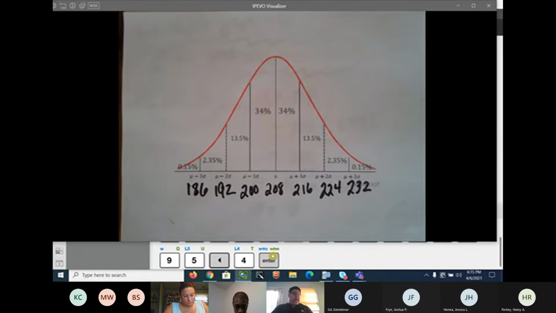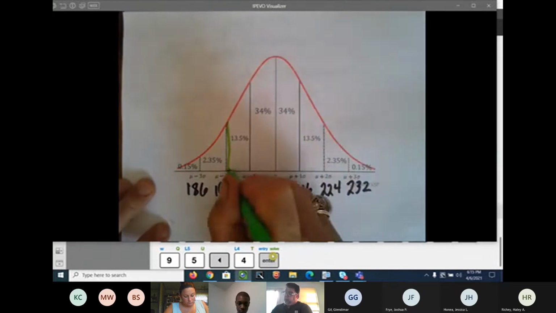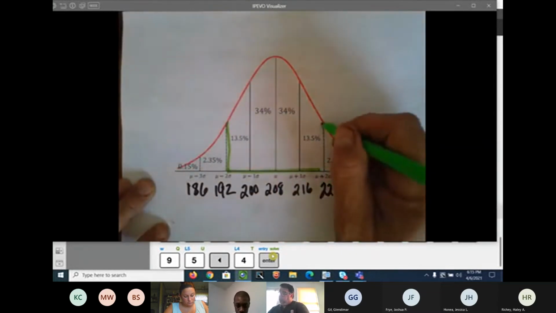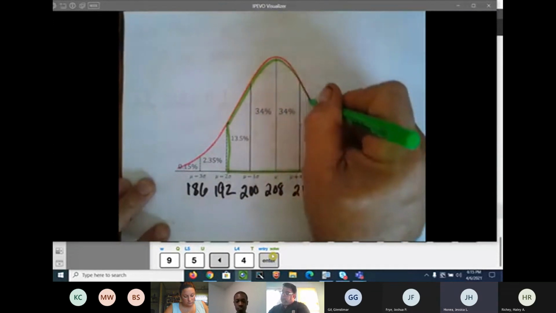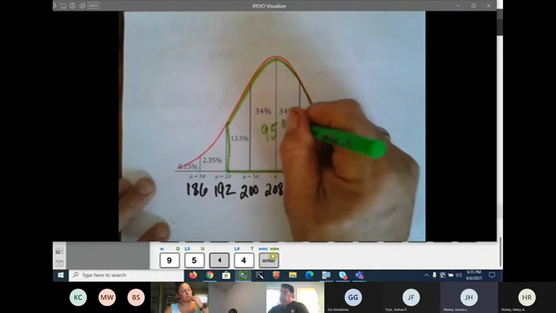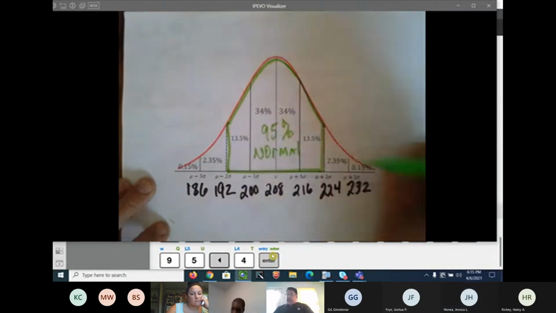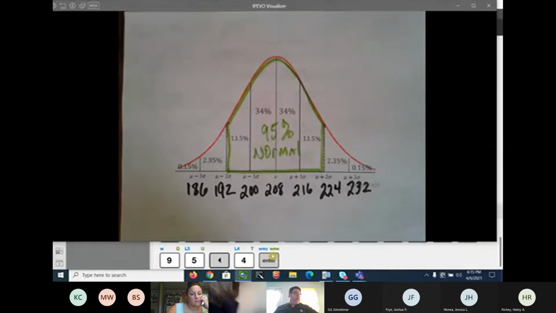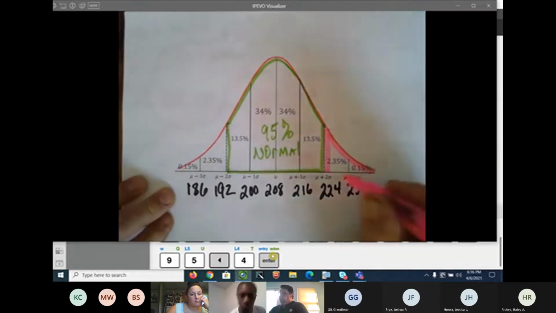And I take my handy dandy highlighter out, just like I did back in chapter 3. And what's in the green area? 95%. Which is what? Normal. And what's outside of normal? Unusual.